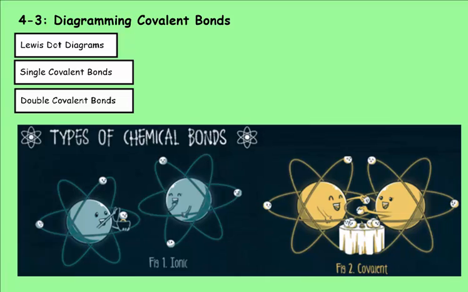In this video, we're going to be learning how to diagram covalent bonds. First, we're going to do some Lewis dot diagrams, then single and double covalent bonds. We've already learned in this chapter how ionic bonds work. Today, we're going to move on to covalent bonds, which is a sharing of valence electrons to give them that full outer level. If you have not learned about valence electrons yet, this might be a little bit too much for you. This is assuming that you've already learned about those.